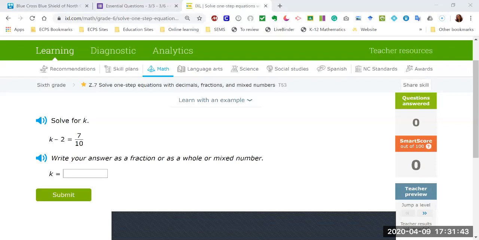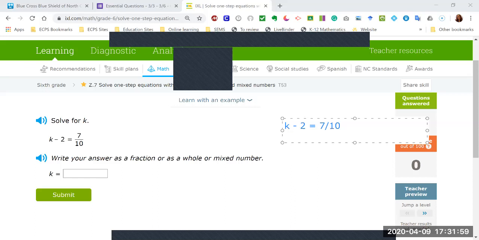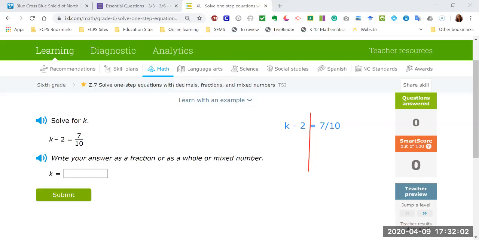Now, as we were doing before, we are going to use opposite operations to solve. So if it says k minus 2 equals 7/10, because I'm getting k by itself, I have to go across this equal sign right here, which means that this 2 is going to have to go. The only way to get k by itself is to add 2 to both sides. So we're going to add 2. So plus 2, and then plus 2.